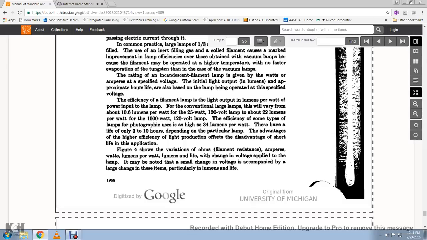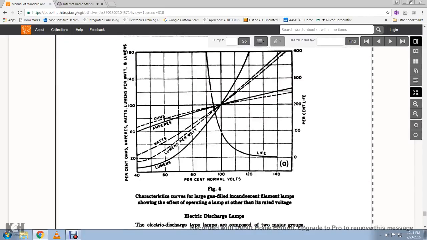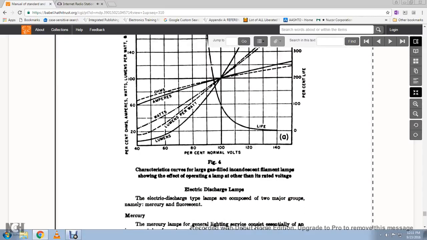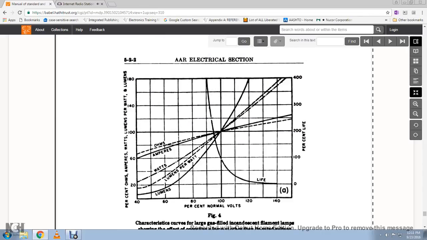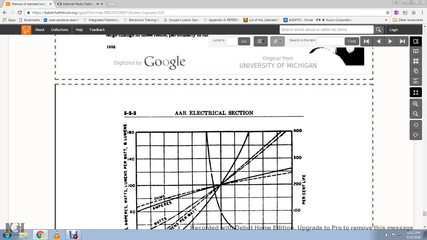The figure shows the variation of ohms, amperes, watts, lumens per watt, lumens, and life with the change of voltage applied to the lamp. It may be noted that a small change of voltage is accompanied by a large change in these items, particularly in lumens and life. Figure 4 shows incandescent lamp characteristics: watts, ohms, amperes, lumens, percent of normal volts, percent of life, percent of ohms, amperes, watts, lumens per watt, and lumens from 0 to 180, percent of normal volts from 40 to 140, and percent of life 0 to 400.